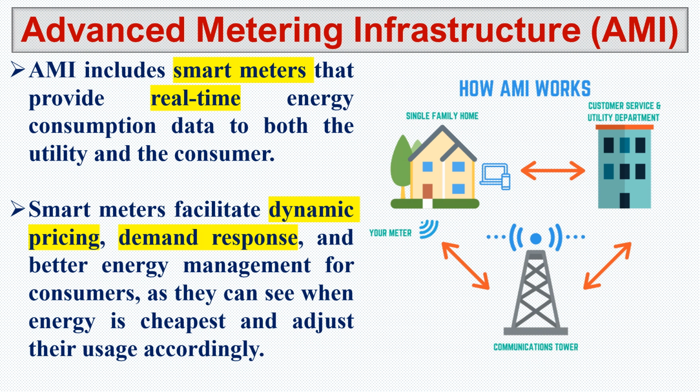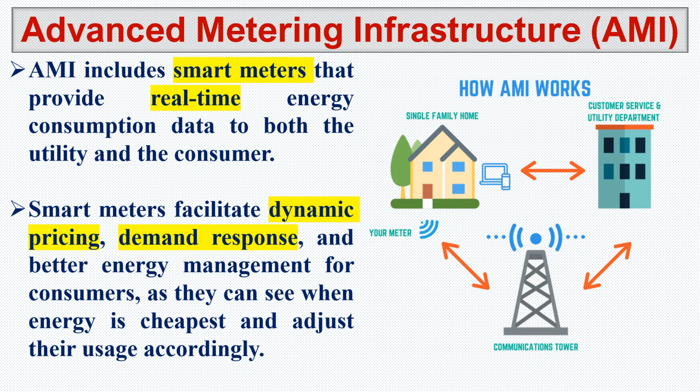Then advanced metering infrastructure, which we call AMI. I highlight these keywords because as power system engineers or electrical engineers, we need to know these short forms, the abbreviations. This is important, because only then can we understand the technical words. AMI includes smart meters that provide real-time energy consumption data to both the utility and the consumers. It provides real-time data, as I said: the voltage, ampere, wattage, every data can be collected and transferred to the AMI infrastructure.